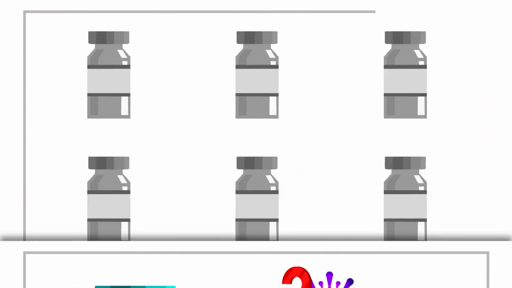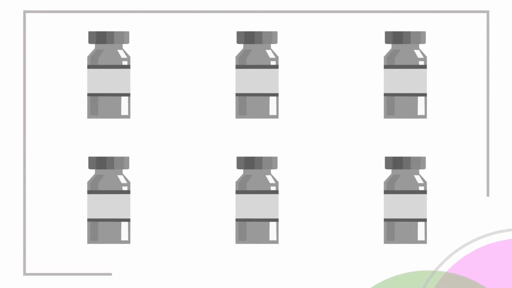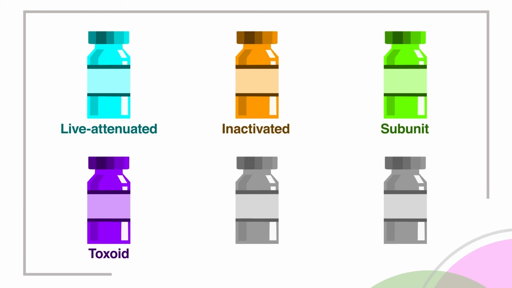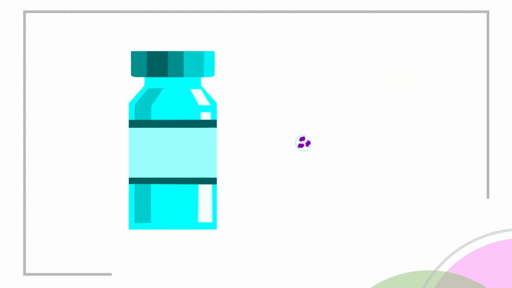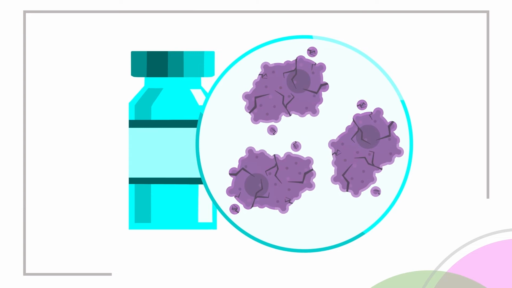There are six main types of vaccines: live attenuated vaccines, inactivated vaccines, subunit vaccines, toxoid vaccines, viral vector vaccines, and mRNA vaccines. Live attenuated vaccines contain live but very weakened germs, making it much easier for our immune systems to quickly fight off.